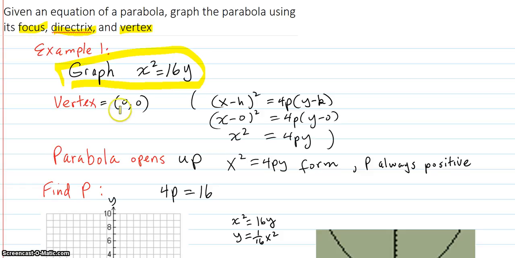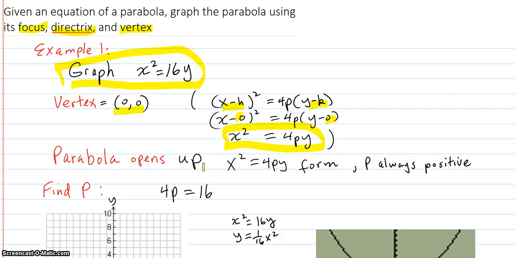So we go for the vertex. It's 0, 0. Why is that? Because the general form is x minus h and y minus k, but we don't have any of that in there. It's going to be 0. So the form is this form right here, x squared equals 4py, that has vertex 0, 0.